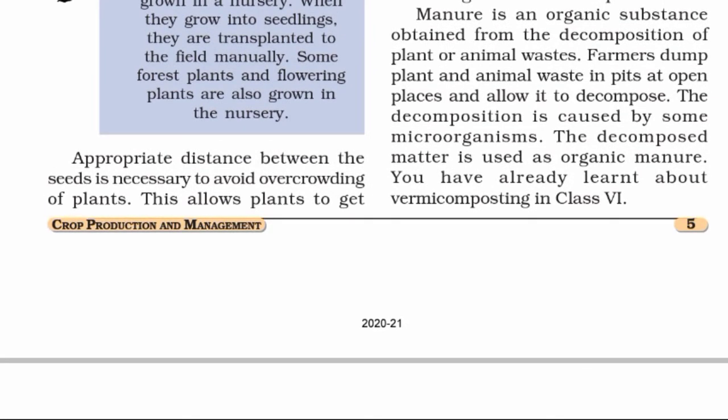Manure is an organic substance obtained from the decomposition of plant or animal wastes. Farmers dump plant and animal waste in pits at open places and allow it to decompose. The decomposition is caused by some microorganisms. The decomposed matter is used as organic manure. You have already learnt about vermicomposting in class 6. Page 6.